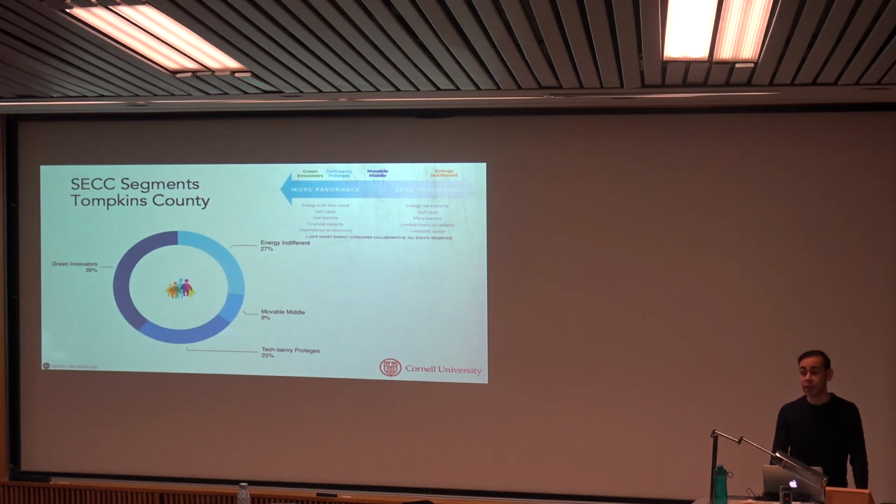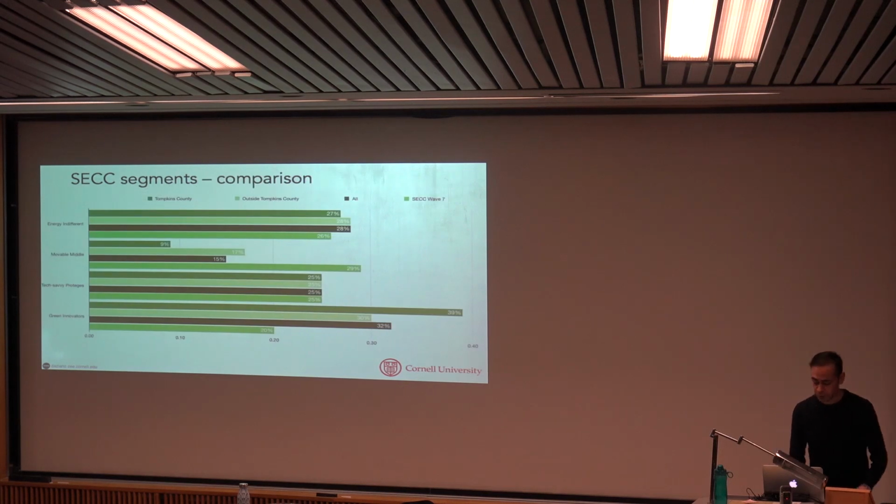In Tompkins County, 39% are green innovators, so higher than before. So this is the one I was mentioning. Let's take a look at the green innovators, right? 39% of our respondents in Tompkins County are green innovators, 30% outside of Tompkins County. In total in the survey, 32% were green innovators, compared to just 20% at the national level.